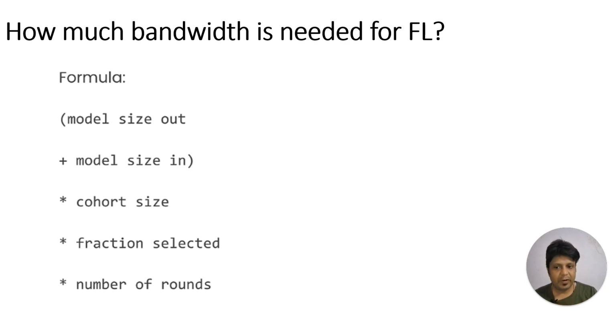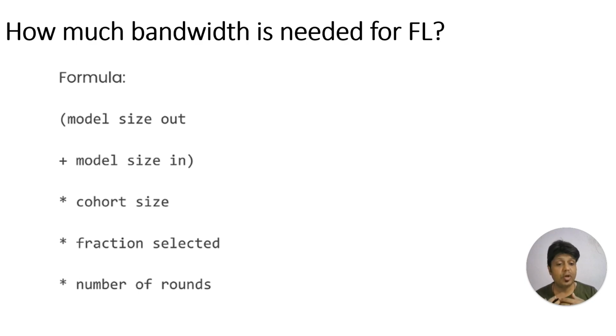So now, how much bandwidth is needed for federated learning? We have a very simple formula: the size of the model going out from the global model, and the size of the model coming in. We add those, and then multiply by the cohort size. By cohort we mean the total number of clients. If we have 1,000 clients, the cohort size would be 1,000. In our previous example we had 5 clients, so the cohort would be 5.